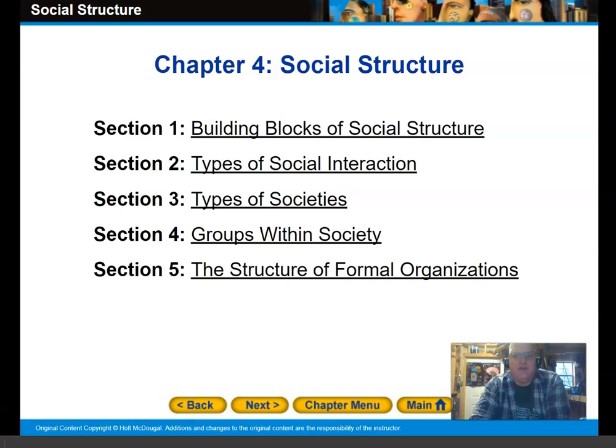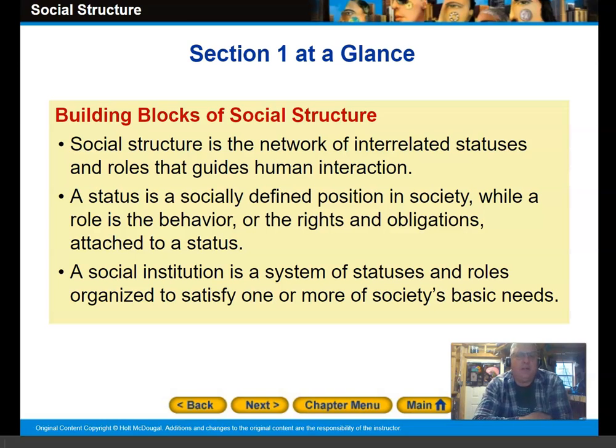It's chapter 4, social structure. Our first section will be on the building blocks of social structure. Social structure is the network of interrelated statuses and roles that guides human interaction. A status is a socially defined position in society, while a role is the behavior, rights, and obligations attached to a status. A social institution is a system of statuses and roles organized to satisfy one or more of society's basic needs.